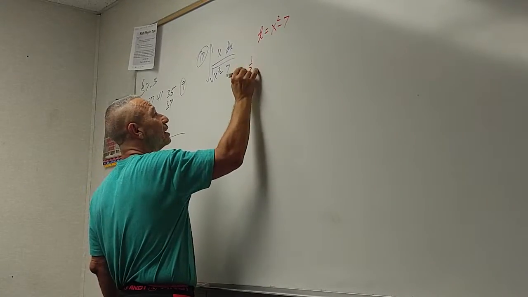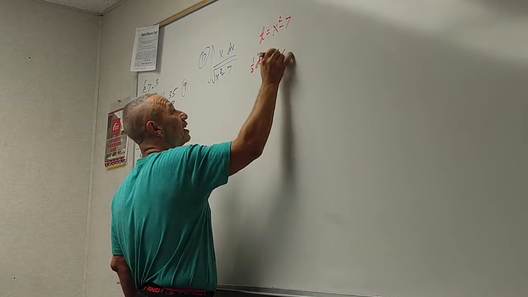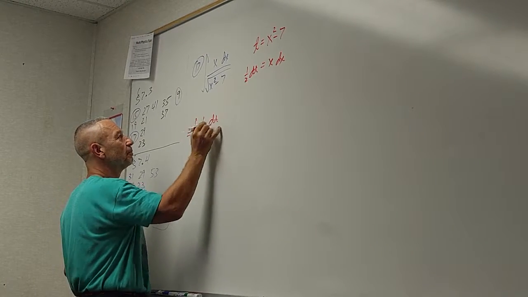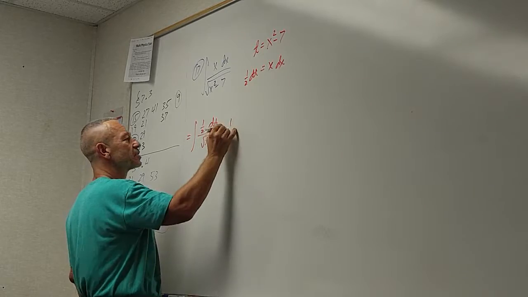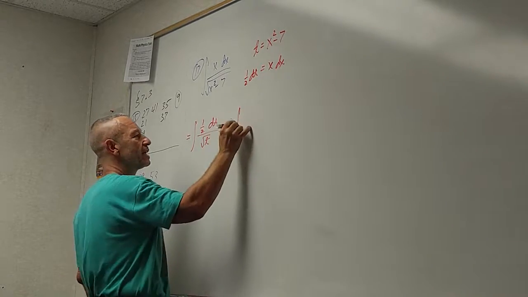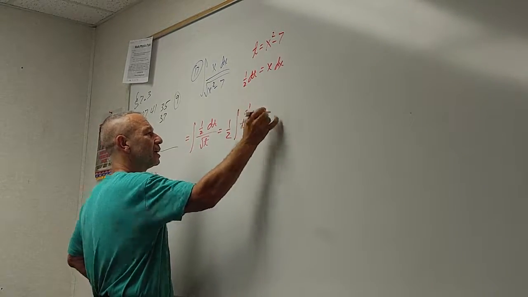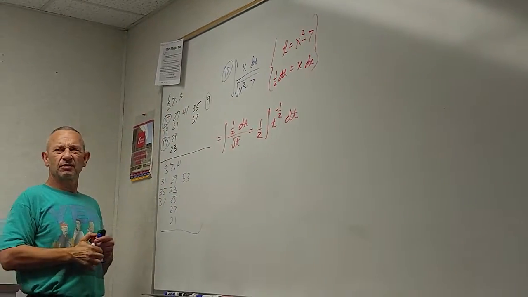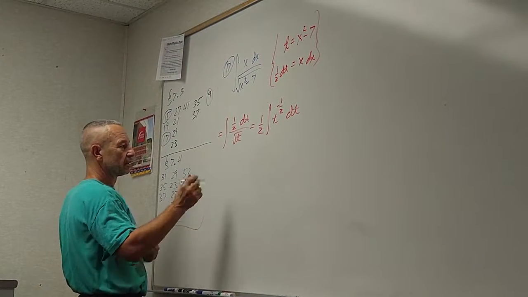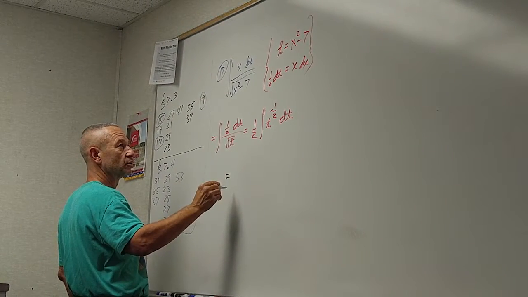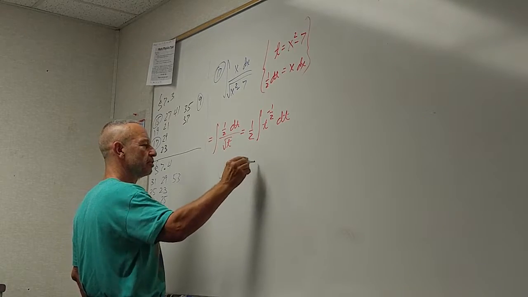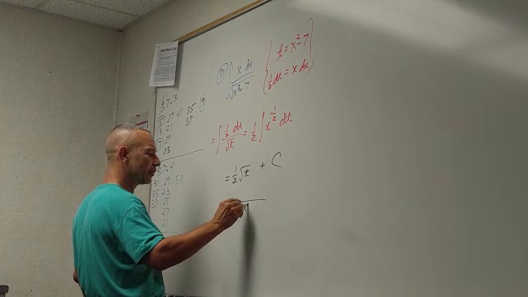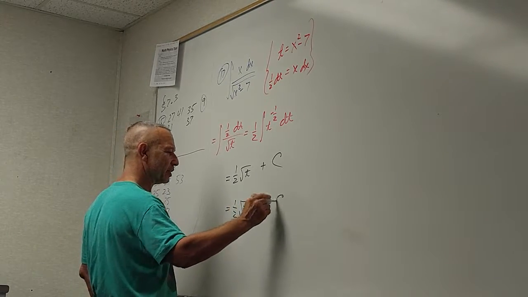Nice substitution, right? 1/2 dt is x dx. So the author fooled me, but not him. Rad t. So that's 1/2, and let's go ahead and write that as t to the minus 1/2. Right, this is the substitution. So what is the integral of that? 1/2 rad t plus an arbitrary constant. So 1/2 square root x squared minus 7 plus an arbitrary constant.